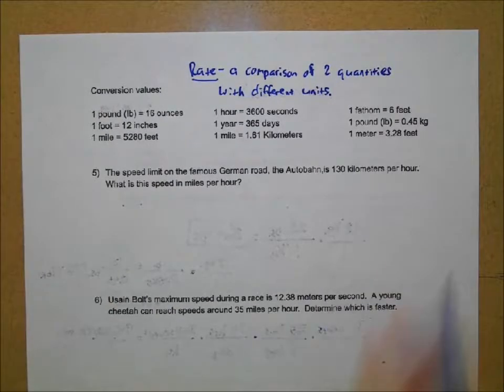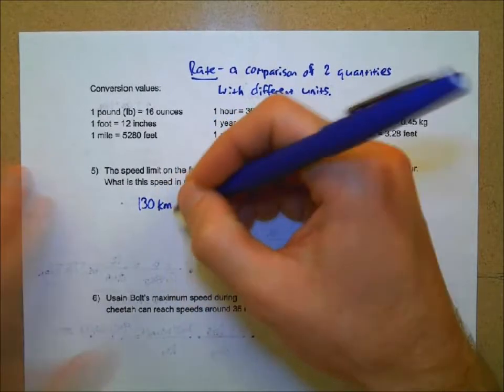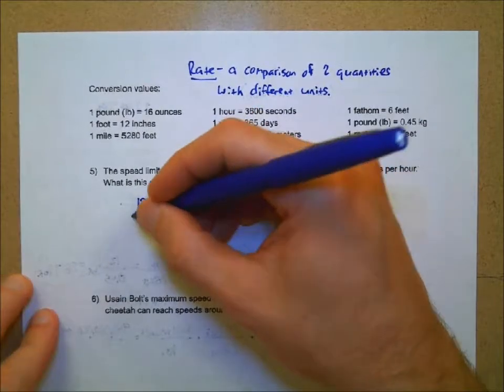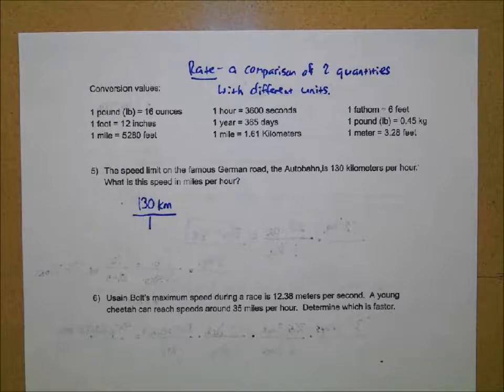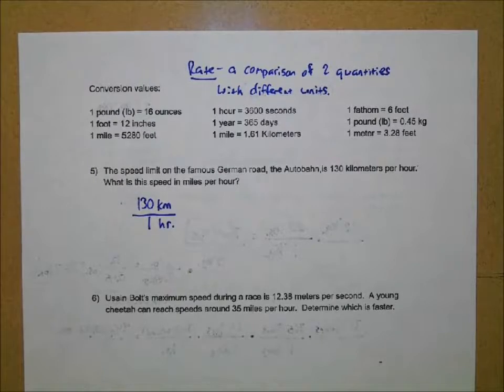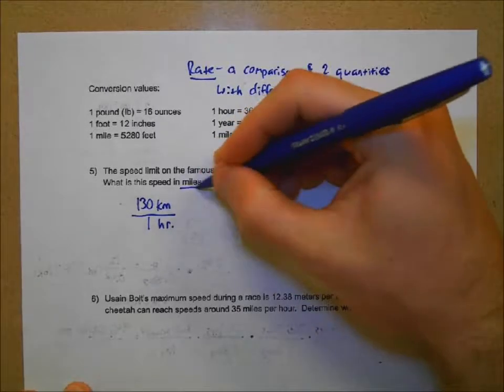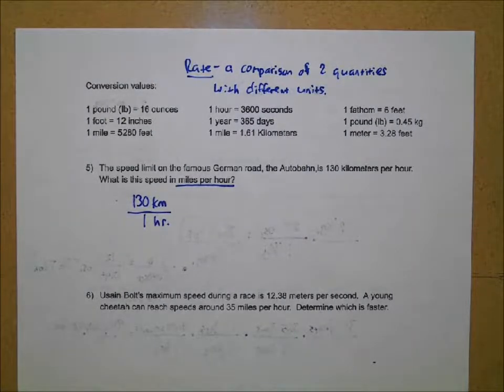Okay, so here's how we're going to do this. We're going to write 130 kilometers. I'm not going to put it over 1 now. Well, I'm going to put it over 1, but it's going to be over 1 what? 130 kilometers per, what goes on the bottom? Hour. So 130 kilometers per 1 hour. Okay? And we're looking for miles per hour. So, do I need to convert kilometers? If I'm looking for miles per hour, do I need to convert kilometers? Yes. Do I need to convert hours?